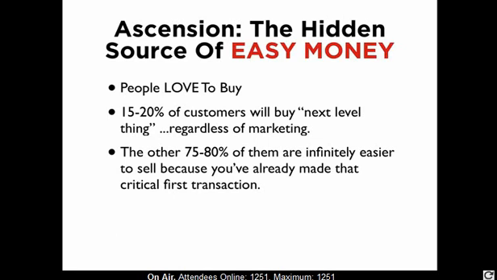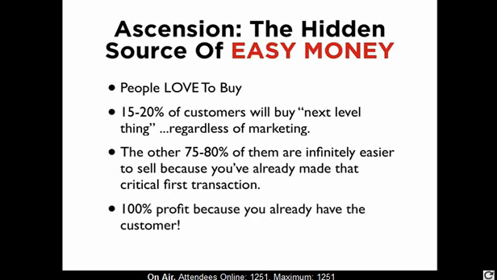And finally, the reason this is the hidden source of easy money is because your Ascension sales are 100% profit because you've already got the customer. You've already spent the marketing dollars to make that first sale a while ago. So now you don't have to spend any more money to make these sales. So everything that's left over, aside from your hard cost, of what the actual product costs are for you, everything else is 100% real net profit. You don't have any other hidden expenses behind it. So that's where a lot of money is for you, is in this Ascension.